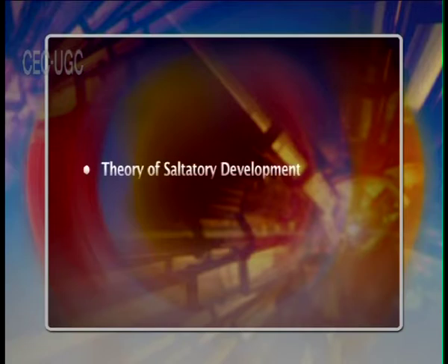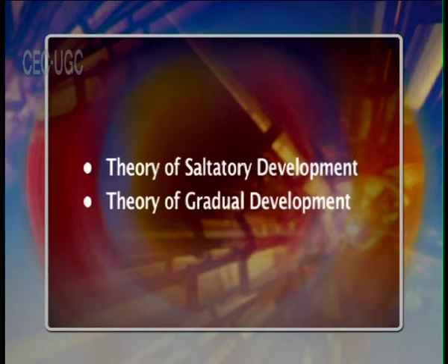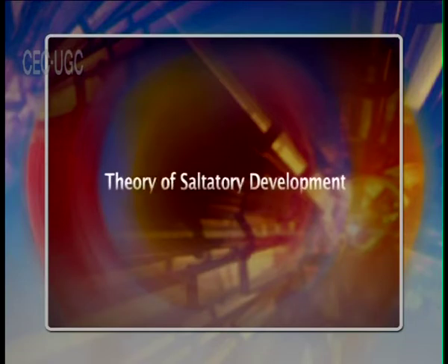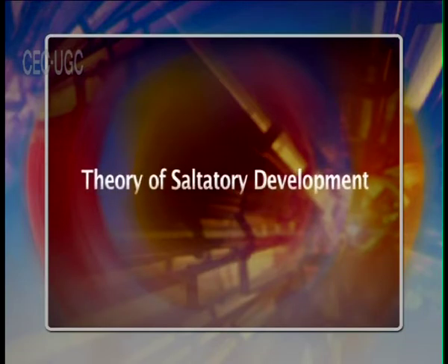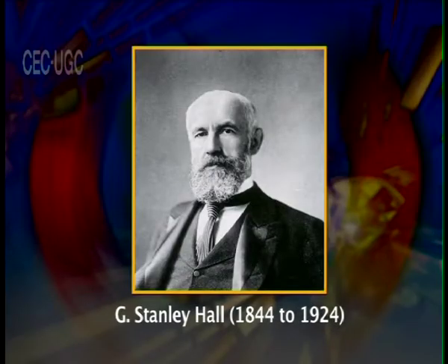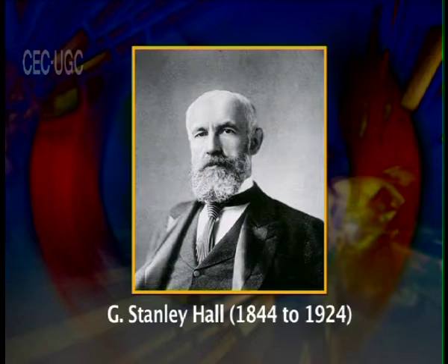Two theories have been put forward by the psychoanalyst school of thinkers to explain development during adolescence. First, theory of saltatory development. Second, theory of gradual development. First, theory of saltatory development. This theory has been propounded by G. Stanley Hall, a famous psychologist.